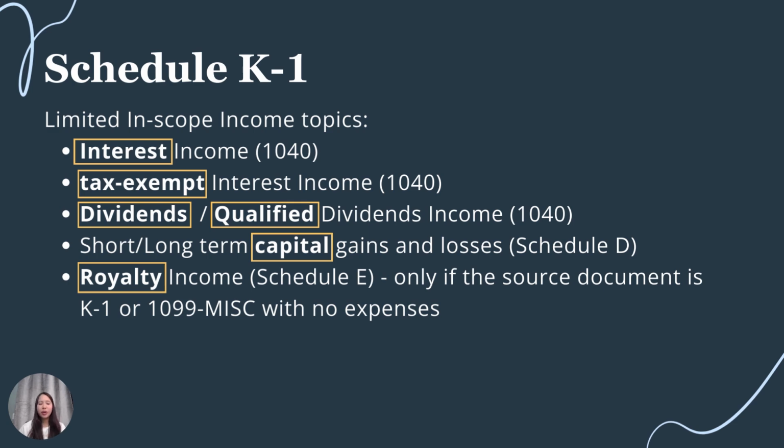And one thing I did want to touch on really quick is royalty income. Royalty income is only in scope if the source document is a K-1 or 1099 miscellaneous with no expenses. So if you are a taxpayer who has a 1099 miscellaneous form with no expenses, then yes, the VITA site can do your royalty income, which is really cool.